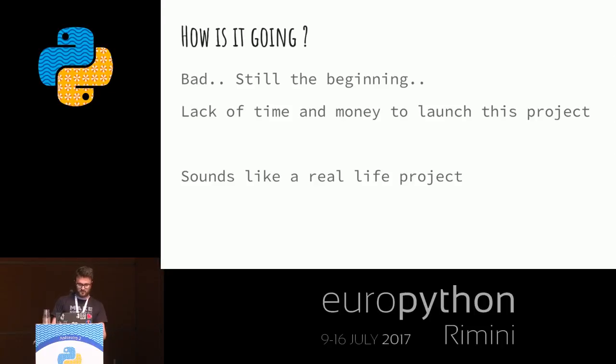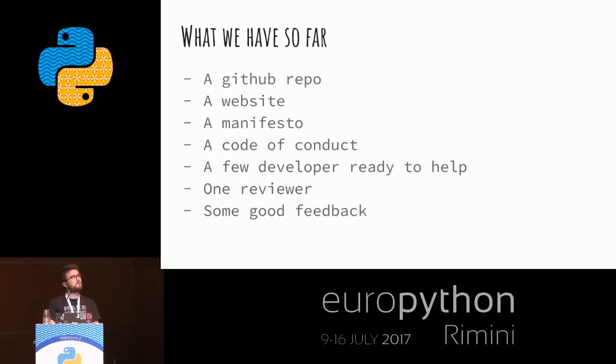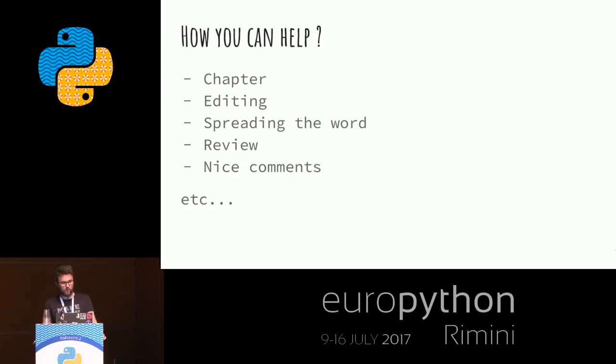Sounds like a real life project anyway. What we have so far is a GitHub repo. You can find it on GitHub, Beautiful Django. We have a website, manifesto, code of conduct, and diversity statement. We already have some developers ready to help, one reviewer, and we also have some good feedback right now. But I still need you, so all of you can help. Maybe you could provide a chapter, help with the editing, spreading the word, giving help with reviews, giving some feedback, and anything else you can think of.